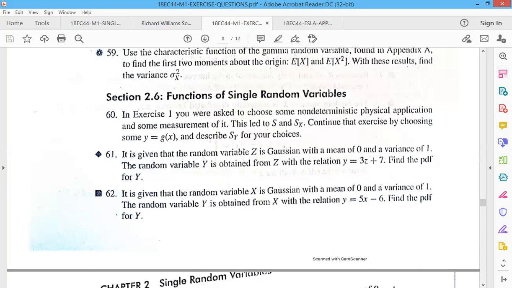Here z is a Gaussian. When z is a Gaussian, y also becomes a Gaussian random variable. So we need to write the PDF in the form of a Gaussian random variable. Whatever statement is given, you need to read it carefully and then go for solving the problem. I'll just share the notebook and go on solving this problem.